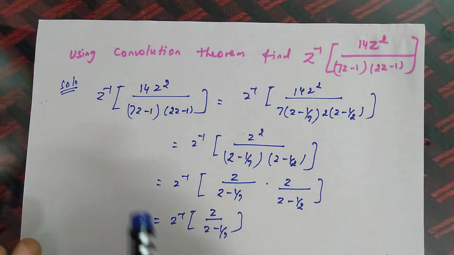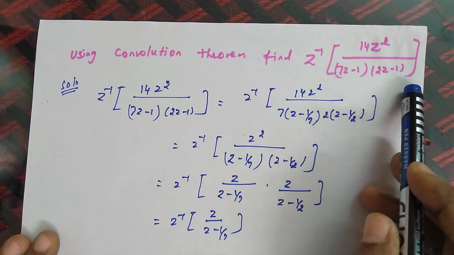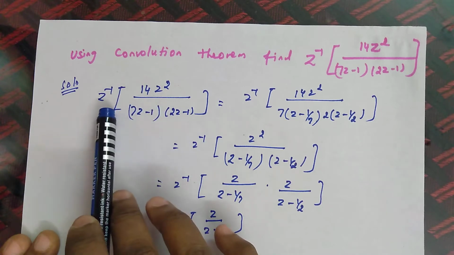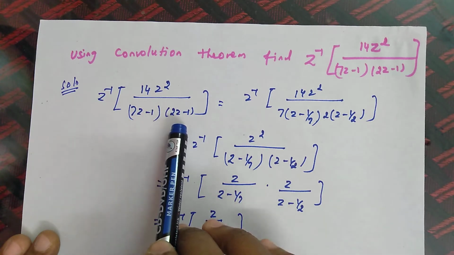Look at the question. Using convolution theorem, find Z inverse of 14z square by (7z minus 1) into (2z minus 1). So the solution, first we will write the given question. Z inverse of 14z square by (7z minus 1) into (2z minus 1).